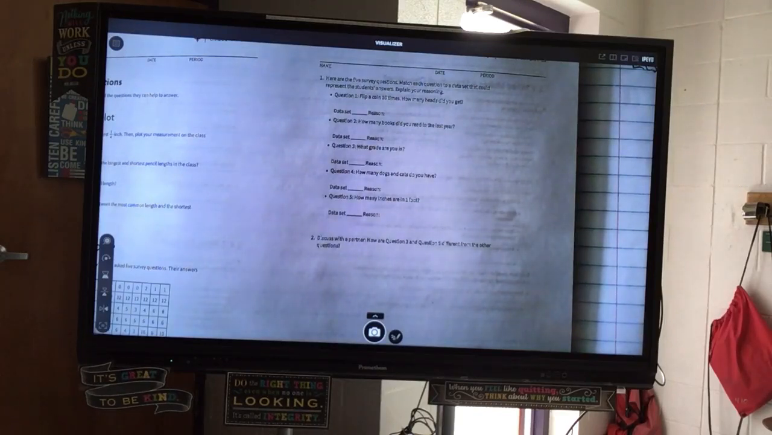Alright, have a seat. Be quiet, please. Looking at the first one, the question says, flip a coin 10 times. How many heads did you get? Stand up if you picked A. Stand up if you picked B. Stand up if you picked C. Stand up if you picked D. Stand up if you picked E.